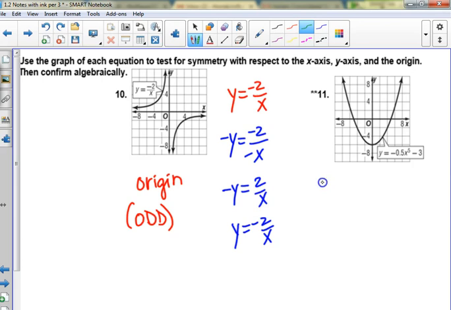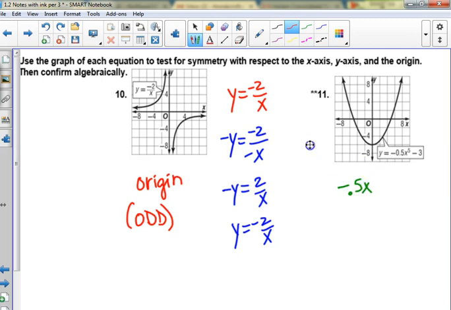I eyeballed it and thought it was y-axis symmetry. Did anybody look at it and think that that was true? But it's negative 0.5x. Oh, this equation makes no sense. Do you see the equation they wrote? Yeah, it totally doesn't make any sense for their picture. That's why I was like, I don't even know what this is.